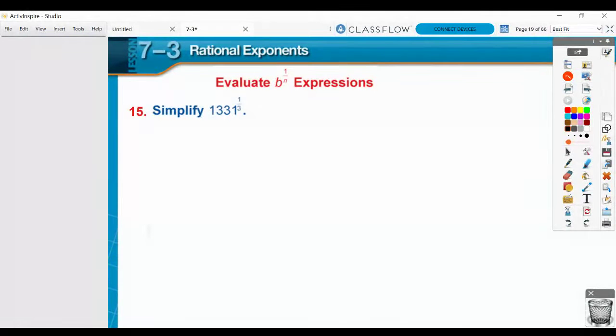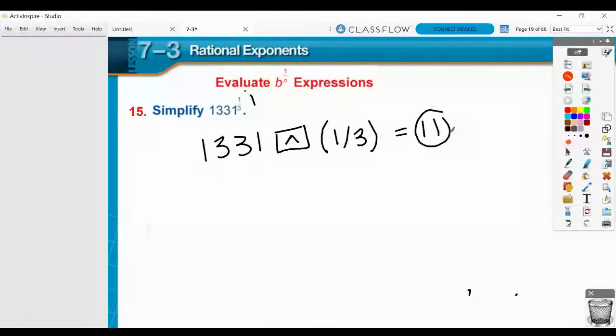In your calculator, this is exactly what you're going to type. 1331 raised to the 1/3 power. So you'd have 1331, and then you're going to type in that caret button, and then it's 1/3, so you need to put the 1/3 in parentheses, and you get 11.